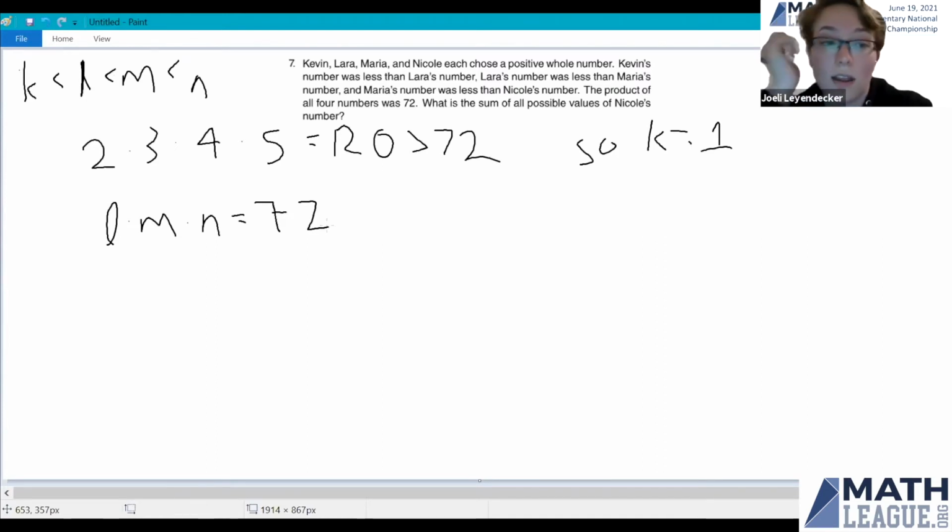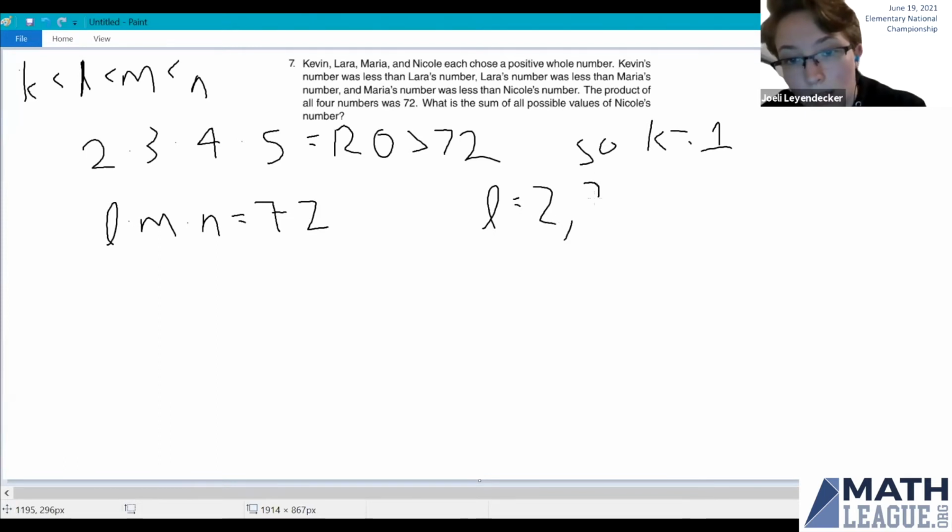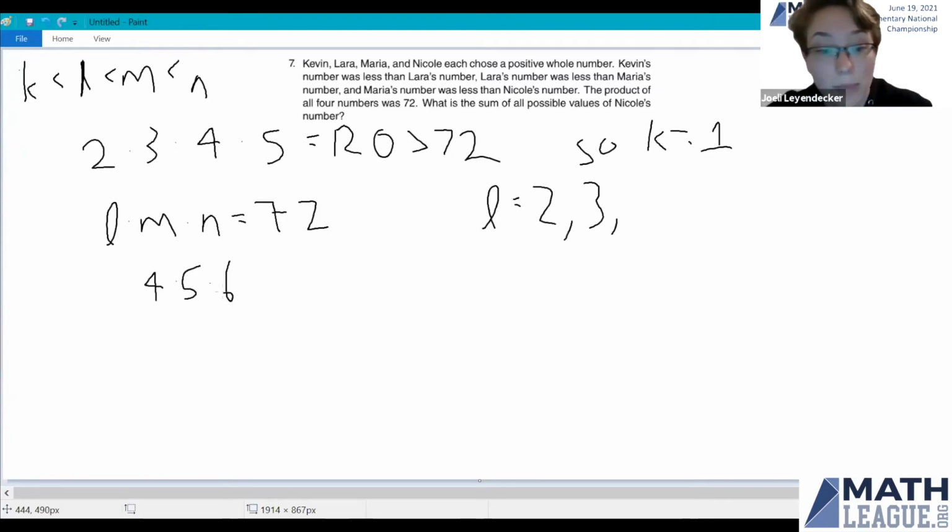So the options we have for L, given that L times M times N equals 72, L can be 2, or L equals 3. And if L equals 4, then we're going to have the product 4 times 5 times 6 as our minimum product between Laura, Maria, and Nicole's numbers. And 4 times 5 times 6 is equal to 120, which is greater than 72. So L can't be 4. So L has to be either 2 or 3. These are the only two options we have for L.